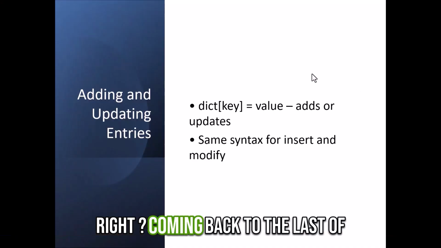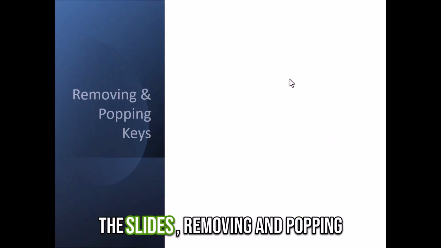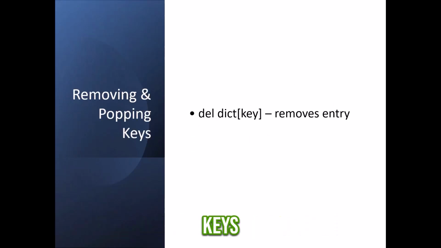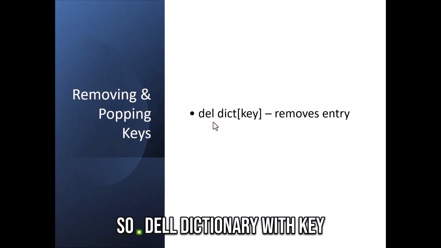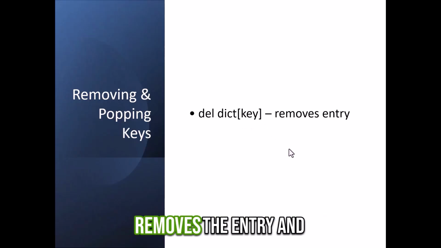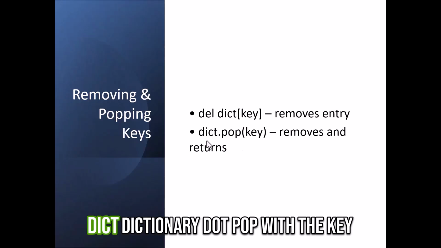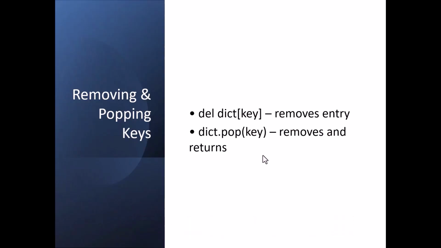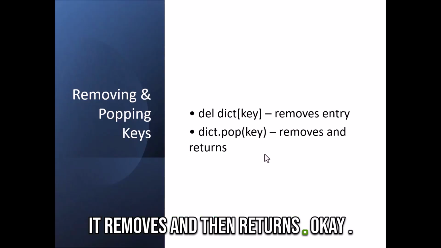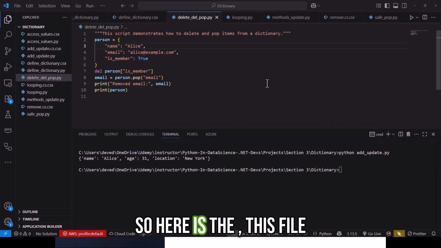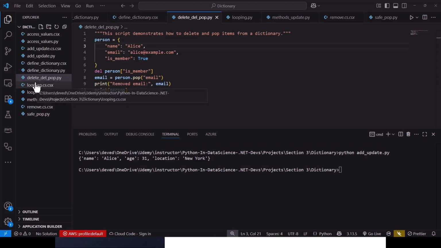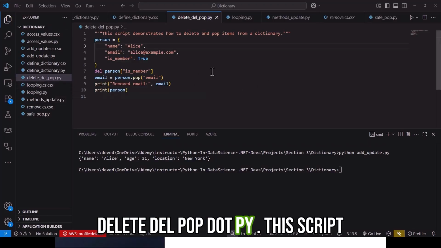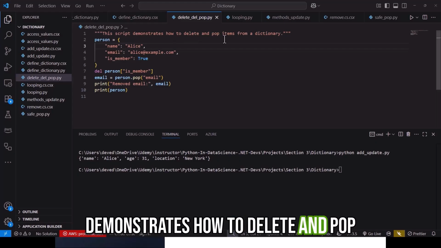Coming back to the last of the slides, removing and popping keys. So del dictionary with key removes the entry, and dictionary.pop with the key inserted removes and then returns. Okay, so here is this file, delete del pop.py. This script demonstrates how to delete and pop items from a dictionary.